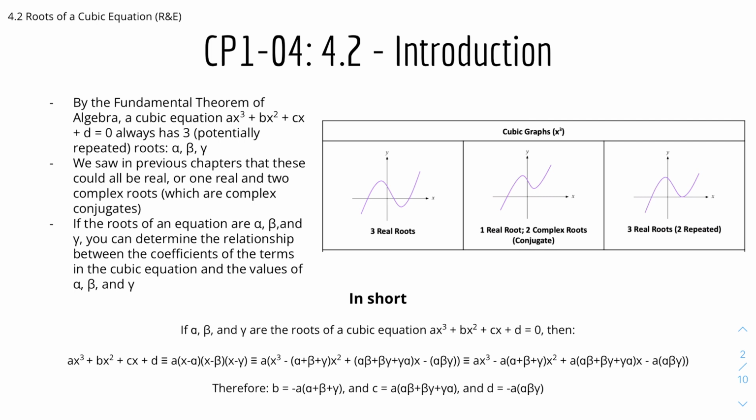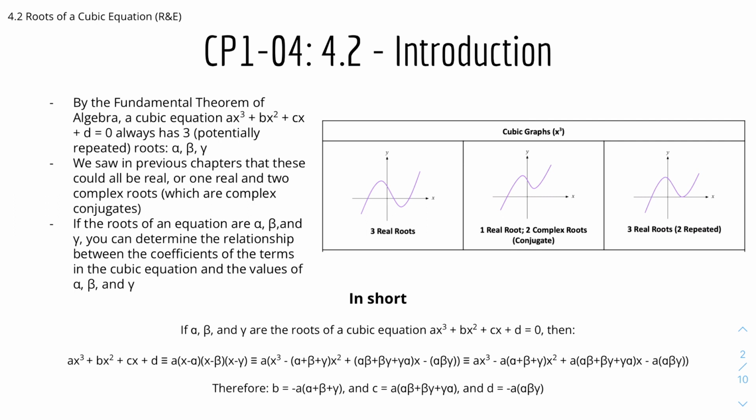And we'll move on to some introduction. By the fundamental theorem of algebra, a cubic equation of the form ax cubed plus bx squared plus cx plus d always has three potentially repeated roots, which are alpha, beta, and gamma. We saw in previous chapters that these could be all real roots, or one real and two complex roots, which are complex conjugates of each other.